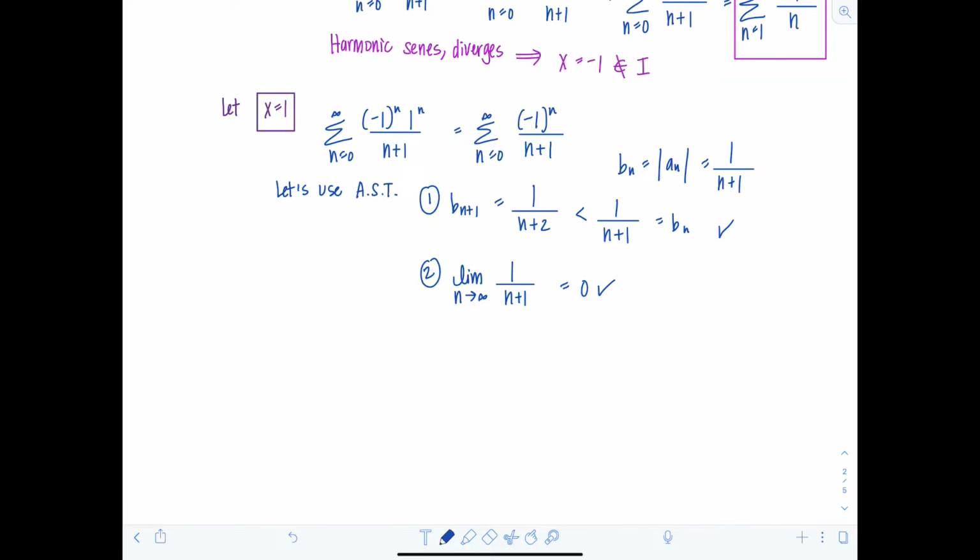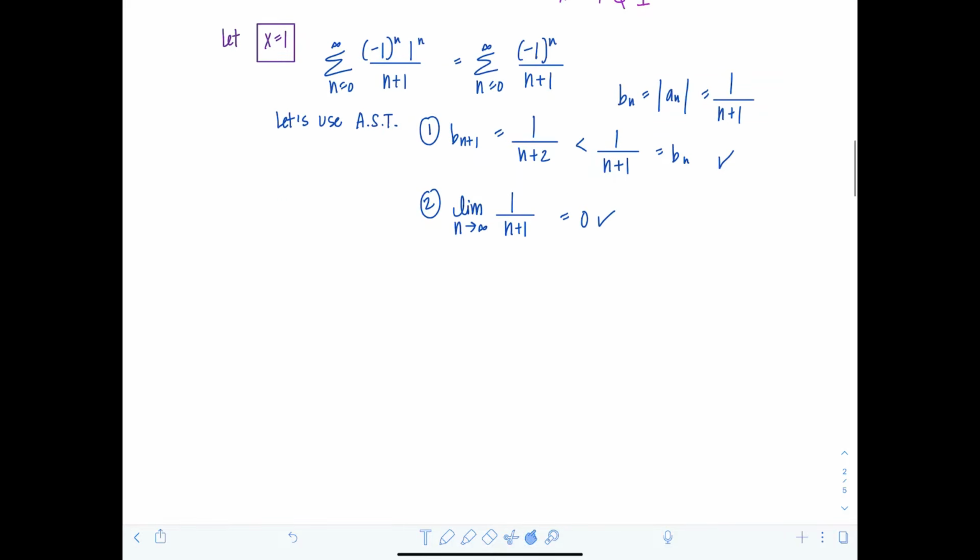So what does this mean? Well, this means that the sum n equals 0 to infinity of (-1)^n over n plus 1 converges by the alternating series test, which tells me what about x equals 1? Well, x equals 1 is part of my interval of convergence.